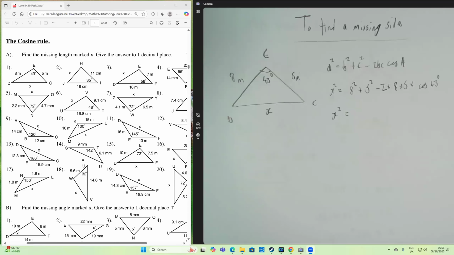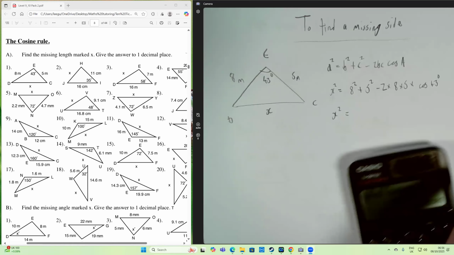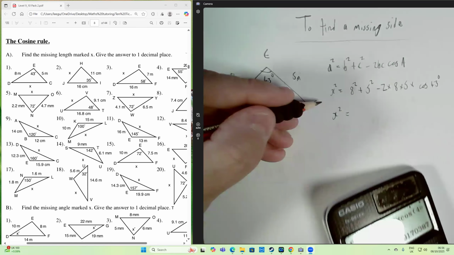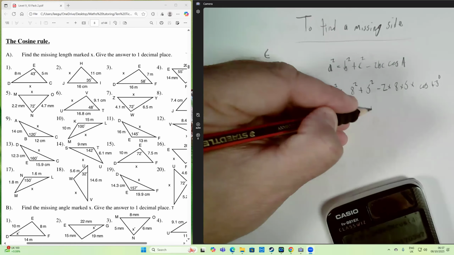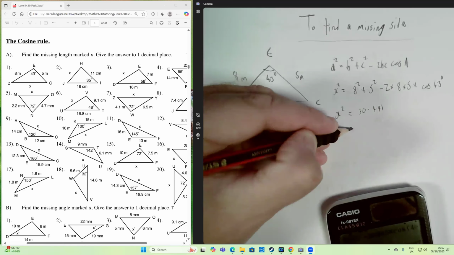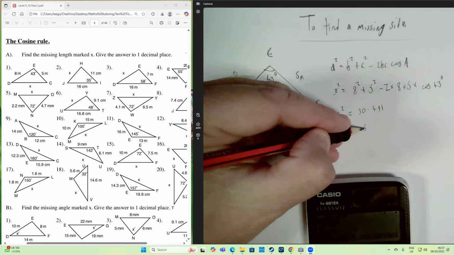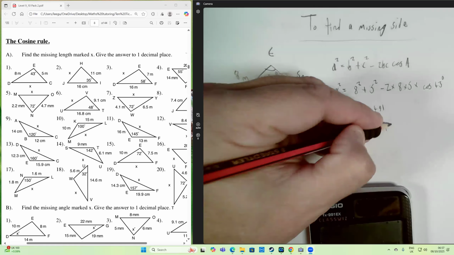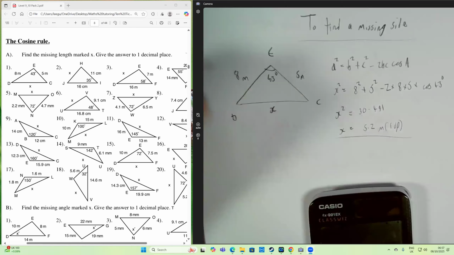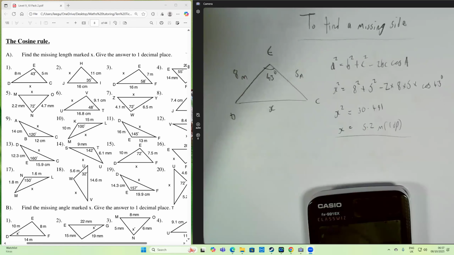We put in 8 squared plus 5 squared minus 2 times 8 times 5 times the cosine of 43 close brackets. That gives us that x squared is equal to 30.491. Therefore x is equal to the square root of that, which gives us 5.2 meters to 1 decimal place. So that's our first instance of how we use the cosine rule to find a missing side.